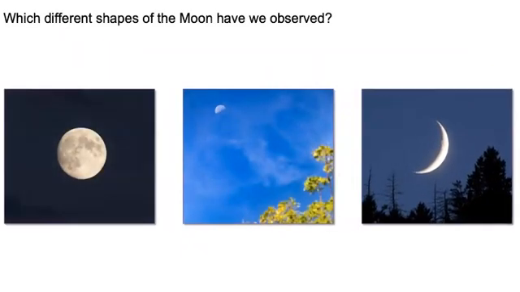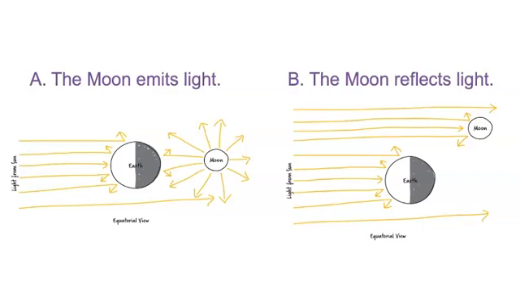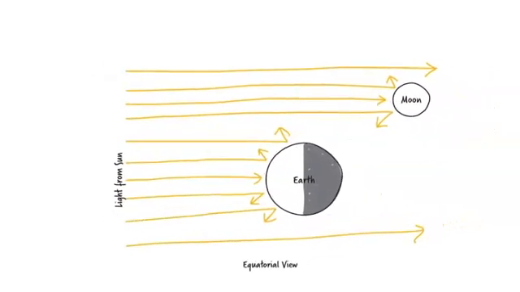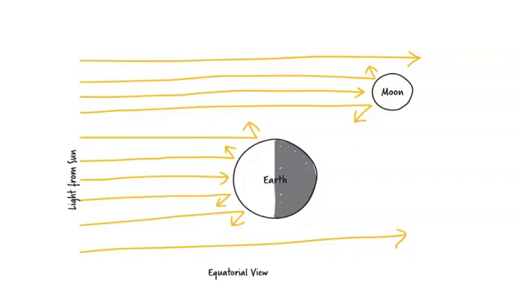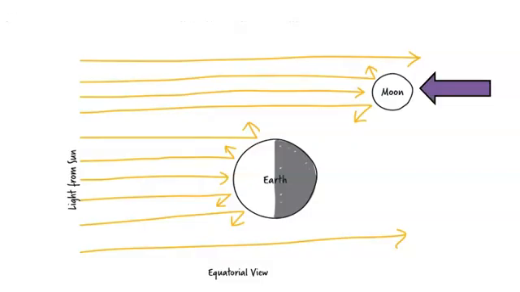Which different shapes of the moon have we observed? We have observed the moon in 3 different shapes: round, a half circle, and now C-shaped. In our last lesson, we drew 2 diagrams to help us understand whether the moon emits its own light or reflects the light from the sun. We realize the moon does not emit its own light. The moon reflects light from the sun. So let's call this diagram our reflected ray diagram. What shape did we make the moon in our diagram? We drew the moon as a complete circle.